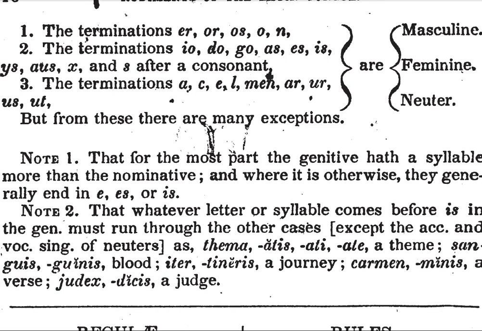Note 1. That for the most part the genitive has a syllable more than the nominative. And where it is otherwise, they generally end in e, s, or is. Note 2. That whatever letter or syllable comes before is in the genitive must run through the other cases, except for the accusative and the vocative singular of neuters, as in tema, tematis, temati, temate, a theme, sanguis, sanguinis, blood, iter, itineris, a journey, carmen, carminis, a verse, judex, judicis, a judge.